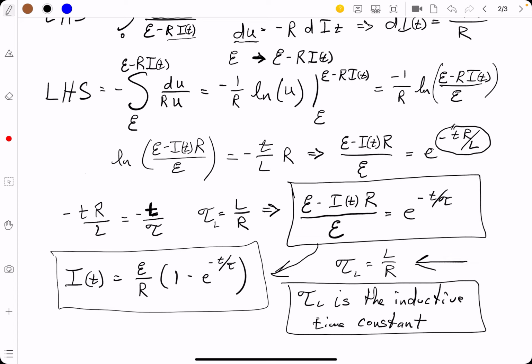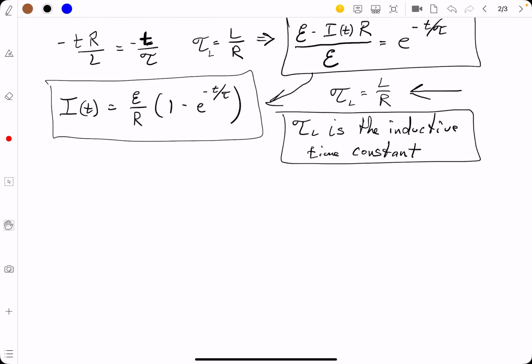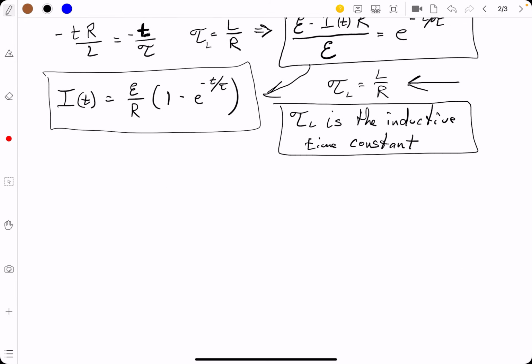L over R. Our inductive time constant. So the next thing, of course, just like we did with capacitors, we're going to graph it. But it's kind of simple. And I hope that it seems clear that there's a maximum, right? What is our maximum? Well, that's our total voltage divided by R.